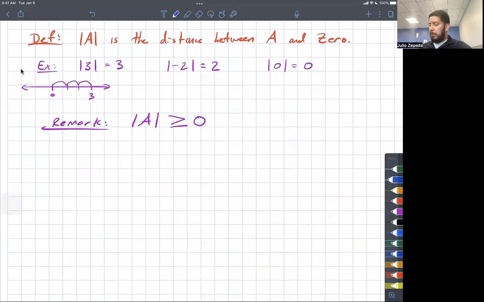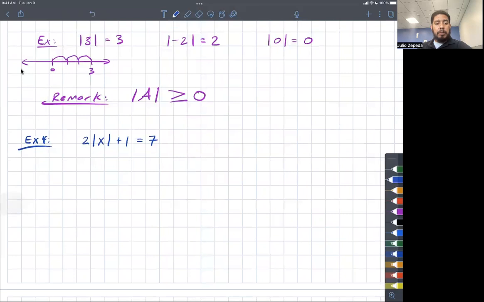And so let's jump into a couple of examples. Example number 4 here. Let's make these a little bit more complicated than what I gave in class. So just slightly here, we'll do 2 times the absolute value of x plus 1 is equal to 7. How about that? So here's an absolute value equation.